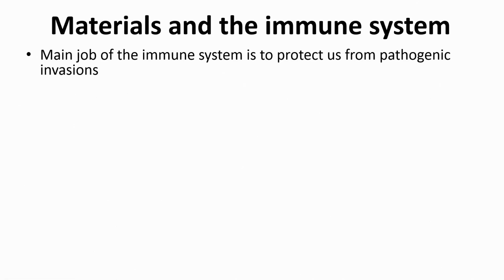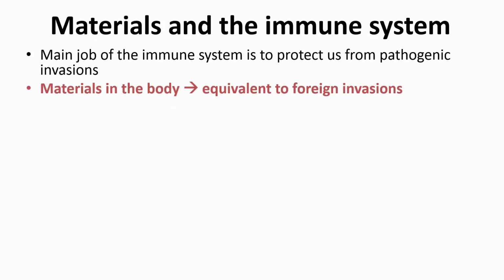Okay. So, let us talk about how materials then interact with the immune system. So, the major job of the immune system is to protect us from pathogenic invasions. So, that is fairly clear I hope by this time, but any materials in the body, our body does not know that this is a foreign pathogen or a foreign material. So, this is equivalent to any kind of invasion that is happening in the body. So, the immune system first of all is going to survey, and then if it does not like it, it is going to attack it.